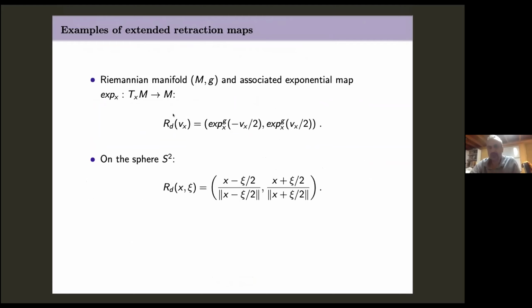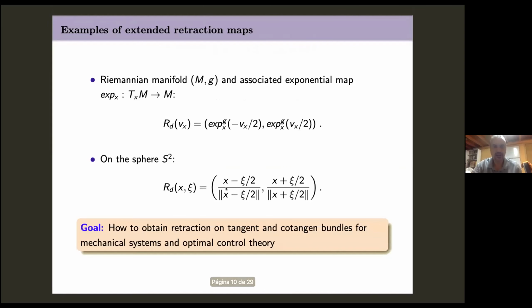A more interesting example, for instance, is the case when we have the exponential map of a Riemannian metric. We can take this kind of retraction using the projection, for instance, on the sphere, which is also an interesting example. We can find, using the projection, this extended retraction map. Okay, this is an example, but the goal here is to obtain retractions not on the manifold, but on the tangent and cotangent bundles, for mechanical systems and optimal control theory. This is interesting because we are using all the geometry related to tangent and cotangent bundles, and this is something quite interesting for us.